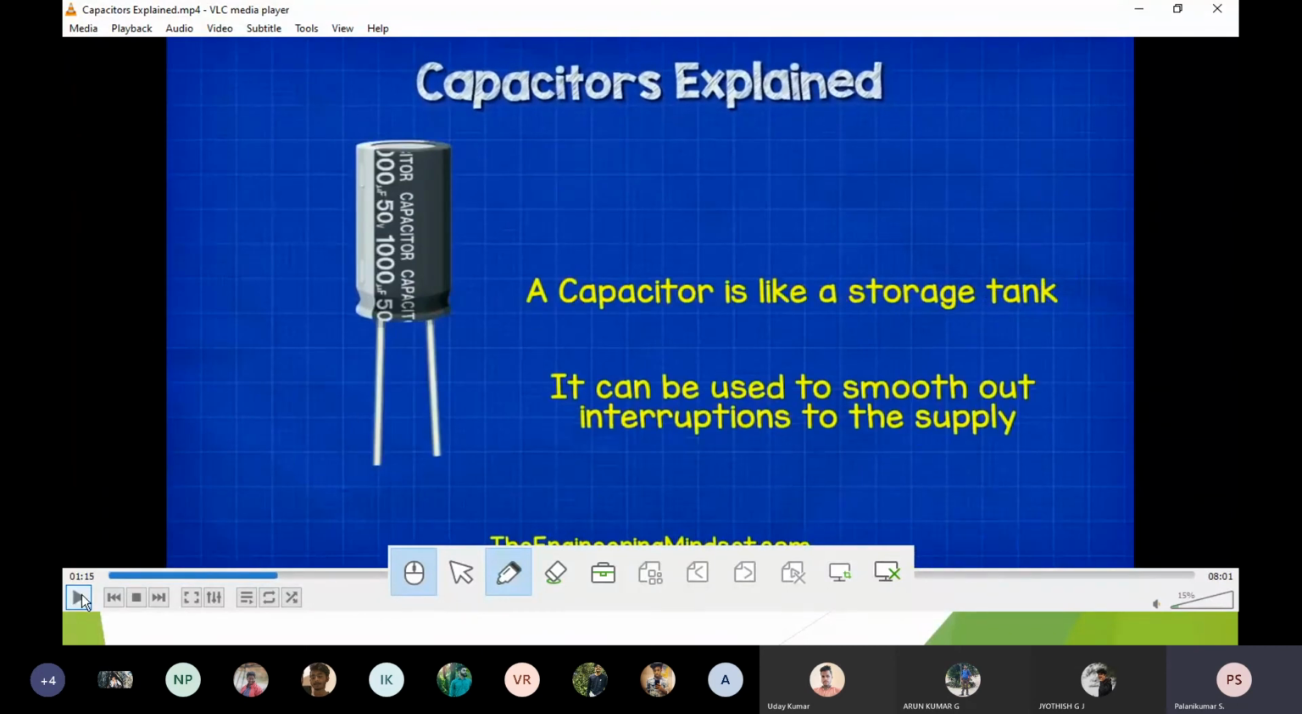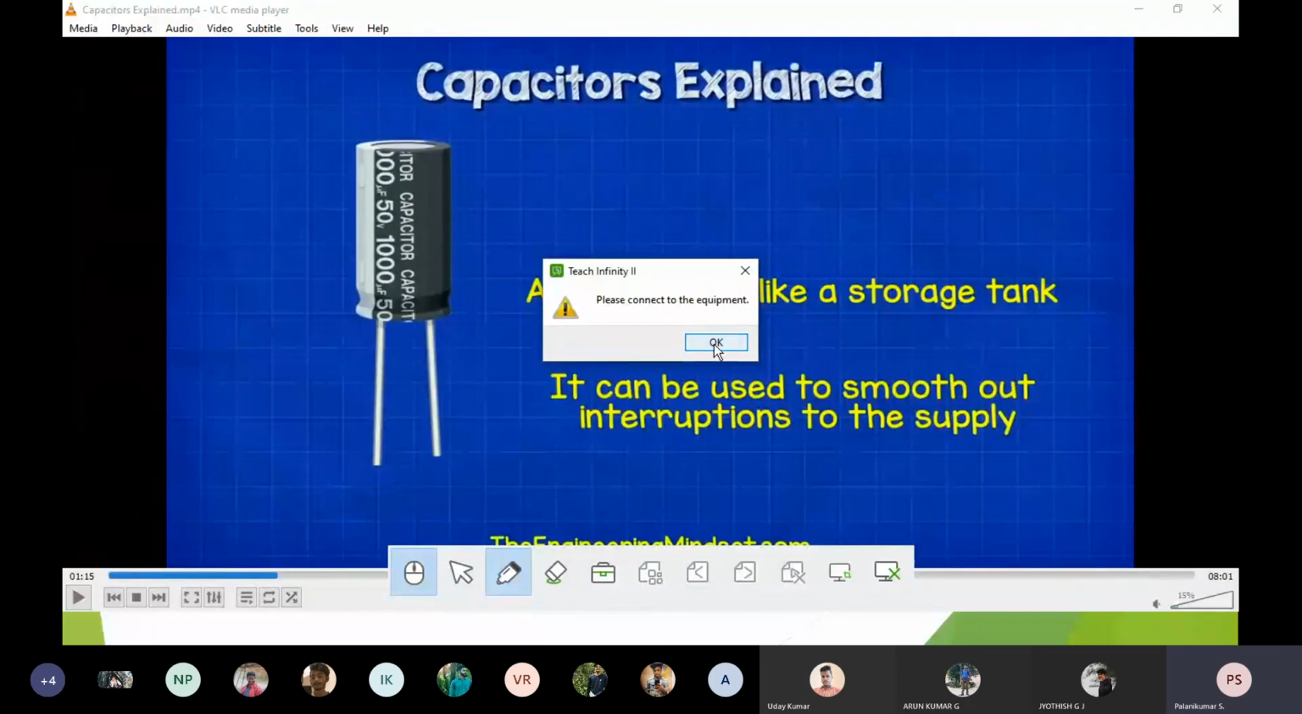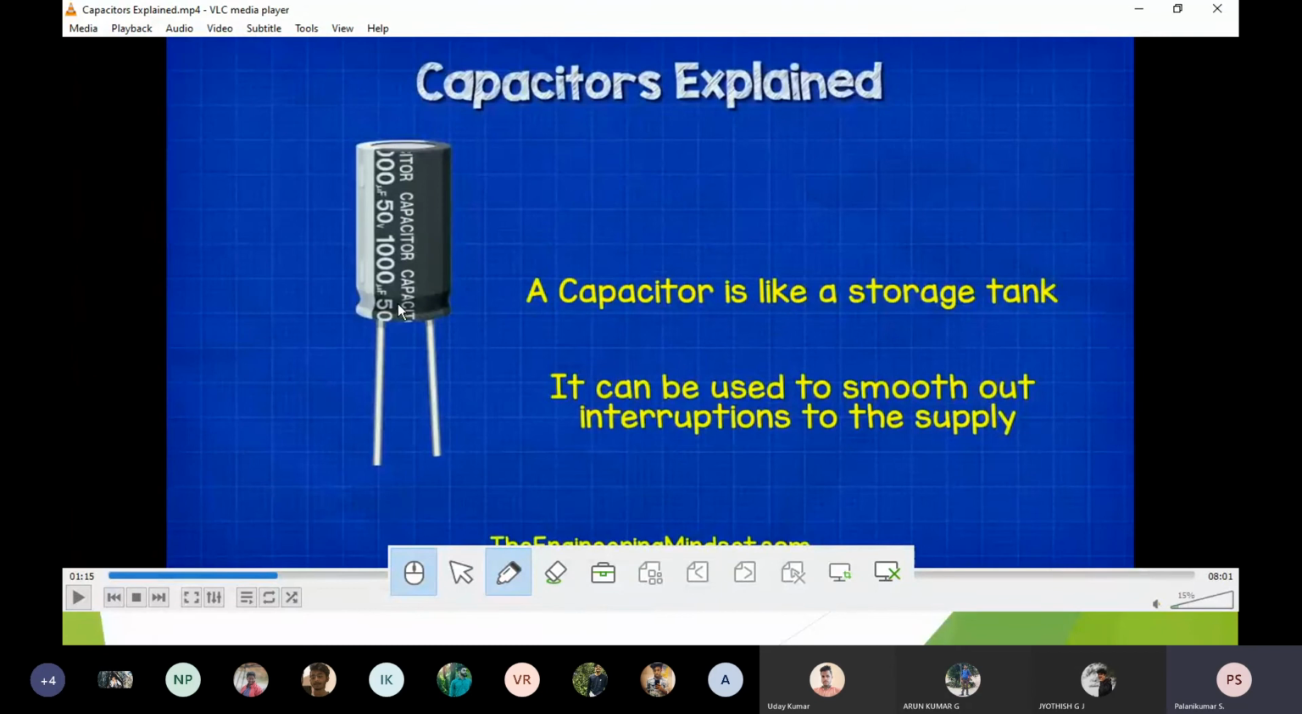It is like a storage tank. Usually two important things are printed on it. One is the capacitance, whose unit is farad: how many farads. The next is the voltage withstanding capability. Even though a capacitor can store electrical energy, it can do so only up to a particular voltage, which is printed on it. So the first is its capacity, and the next is the maximum voltage it can stand.